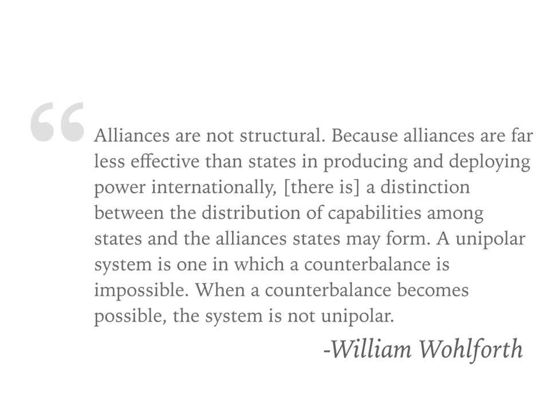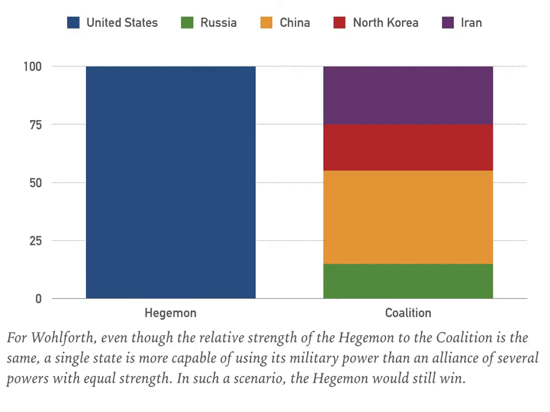alliances are not structural. Because alliances are far less effective than states in producing and deploying power internationally, there is a distinction between the distribution of capabilities among states and alliances states may form. A unipolar system is one in which a counterbalance is impossible. When a counterbalance becomes possible, the system is no longer unipolar. So here's the example that he gives.